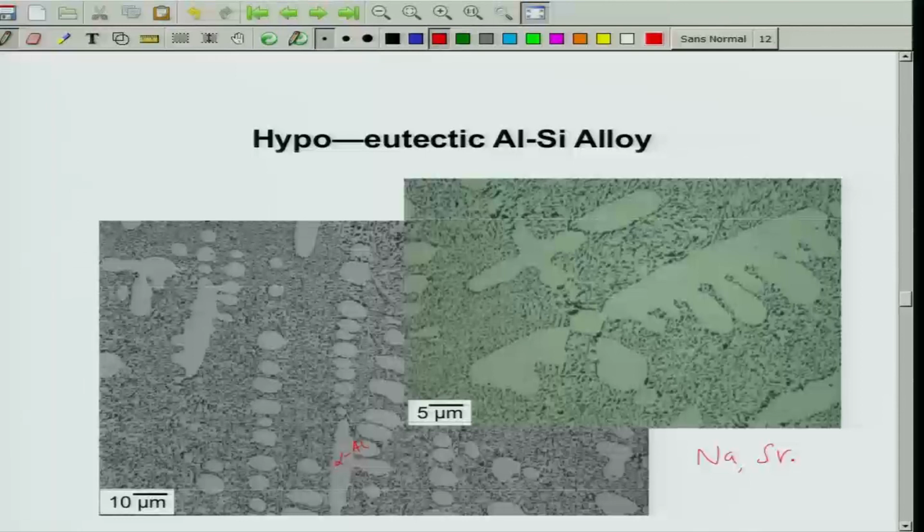So therefore, if I add sodium or strontium, this sodium and strontium preferentially react with the phosphorus and remove the phosphorus from the liquid, so that aluminum phosphide cannot form. If the aluminum phosphide cannot form, the silicon cannot nucleate on aluminum phosphide. So therefore, the nucleation of silicon is prolonged, and this leads to very fine silicon needles in the microstructure. That is what you see, very fine scale silicon needles or very fine scale structure. So that is how things happen.